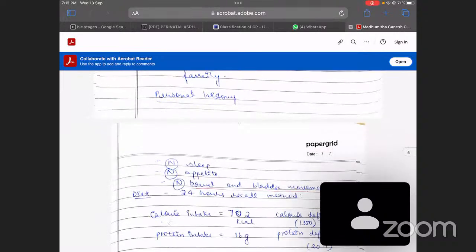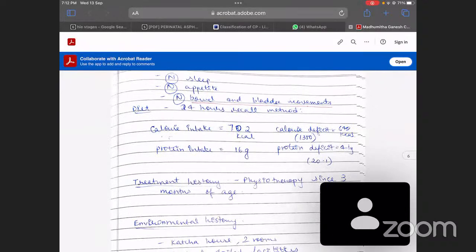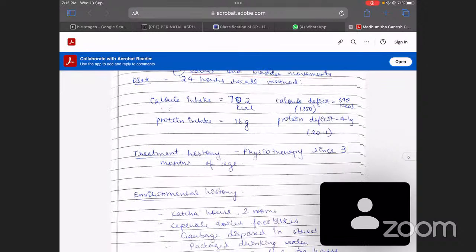Now go for personal history. The child has normal sleep, normal appetite, and normal bowel and bladder movements. The significance of asking personal history in a cerebral palsy patient is that they normally present with constipation because the sphincters can be hypertonic. Other comorbidities associated with CP are behavioral abnormalities, ocular squint, UTI, or recurrent respiratory tract infections. There can also be cognitive impairment. Here we did a 24-hour diet recall and found a calorie deficit of 648 calories and a protein deficit of 4.1 grams.